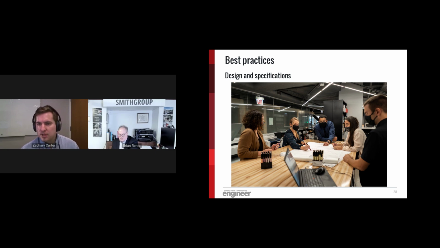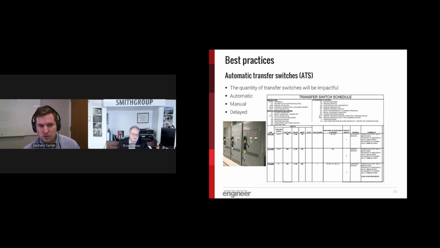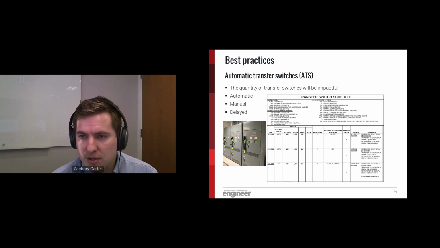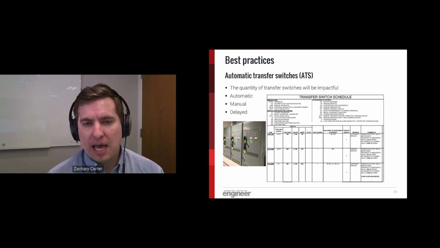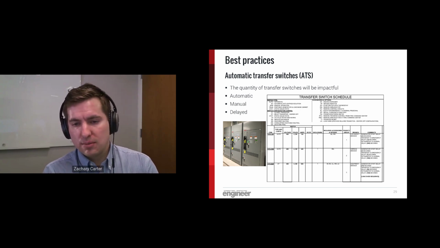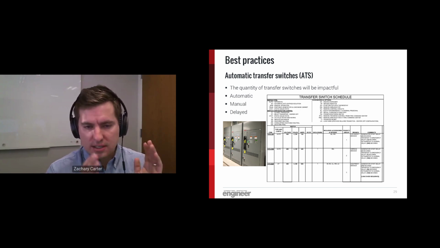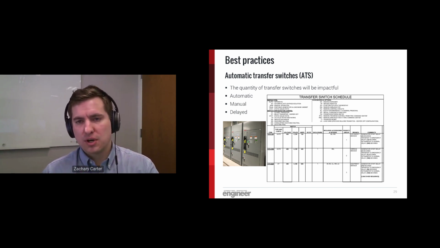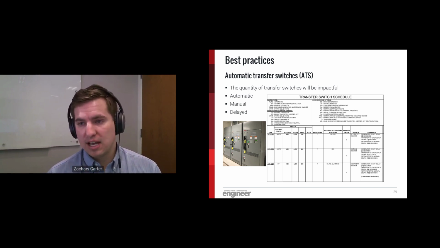So like Brian said, going into different best practices regarding design and specifications. A term that you've heard us throw out quite a bit today is our automatic transfer switches, which are essential for proper operation of your mission critical facilities. The example I wanted to show and point out here is that the quantity of transfer switches will be impactful. And the reliability of the system can be increased with the number of transfer switches. This is essentially because you're isolating certain loads to a certain transfer switch at a given time.